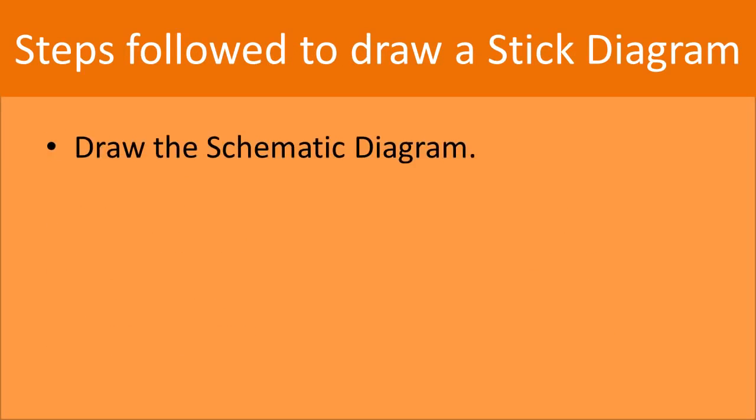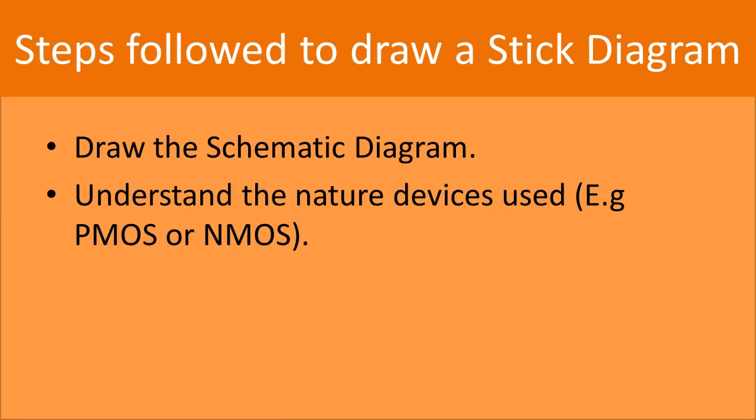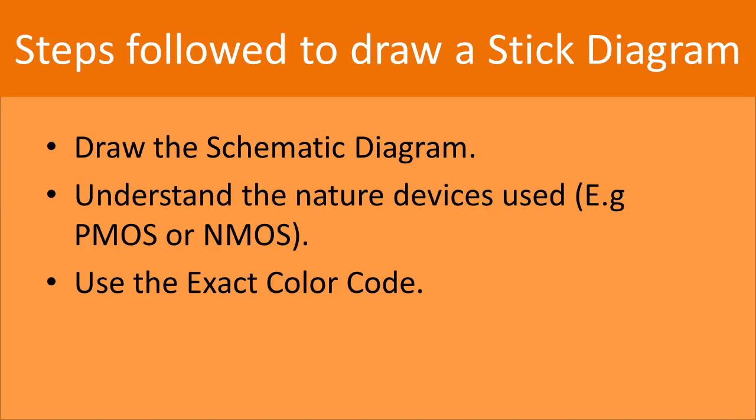Steps to be followed during the stick diagram. There are basically three steps to be followed. First, draw the schematic diagram. Second, understand the nature of devices to be used, which mainly includes whether it is a PMOS or an NMOS. The final step is to find out the exact color code which is to be used while drawing the stick diagram.